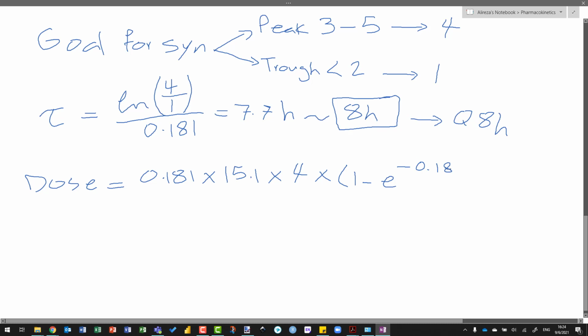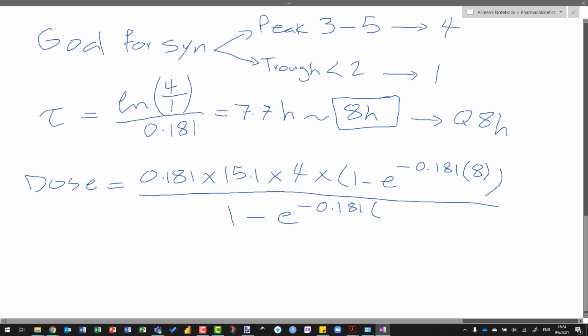K is 0.181 in this case, times tau, which we calculated to be 8. And then in the denominator, we have 1 minus e to the negative k times infusion time. So k again is 0.181. And time of infusion, we're just going to use 1 hour to make calculations easier. You could infuse gentamicin over 30 minutes, but that's going to increase the risk of making an error when calculating. So I'm just going to infuse it over 1 hour instead of half an hour to make it easier.